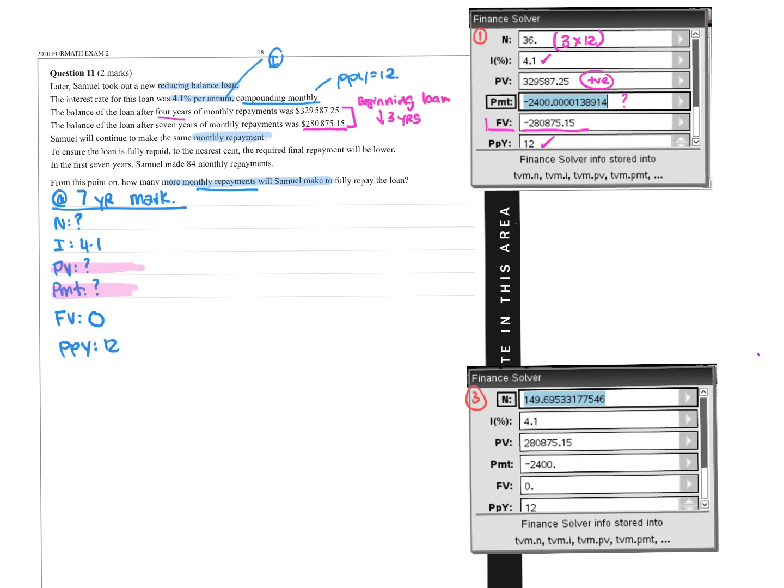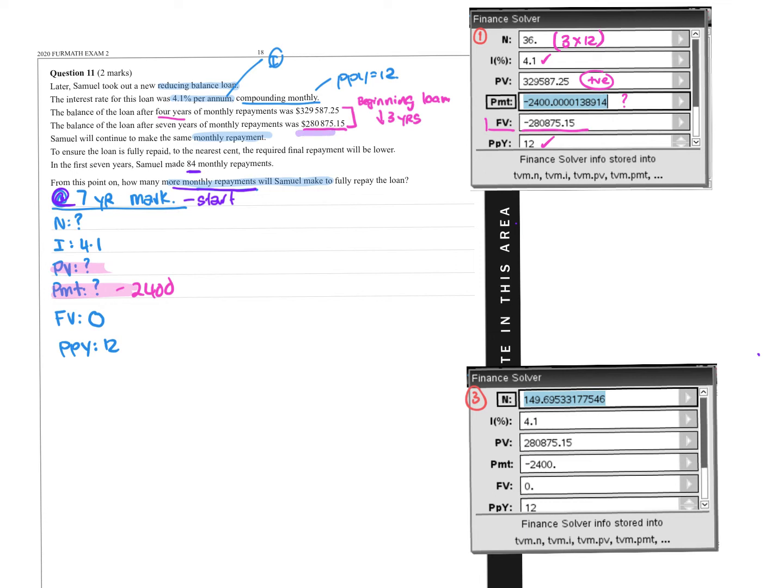So we can see the payments, we work out the payments are negative 2,400, so we get that. Because we want to find how many more from this 84, we can pretend at the 7-year mark that we're starting again. So my PV, sorry, this one was in the wrong area. Sorry, payment should have been in this one. So negative 2,400.